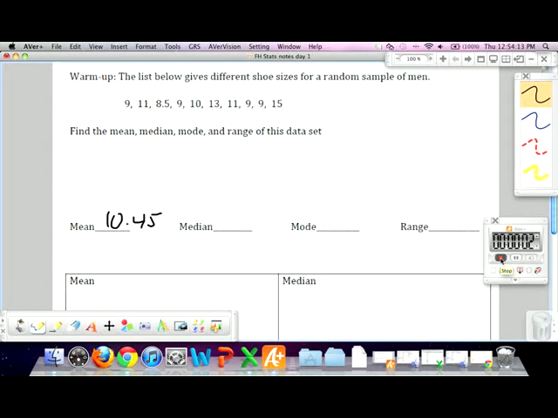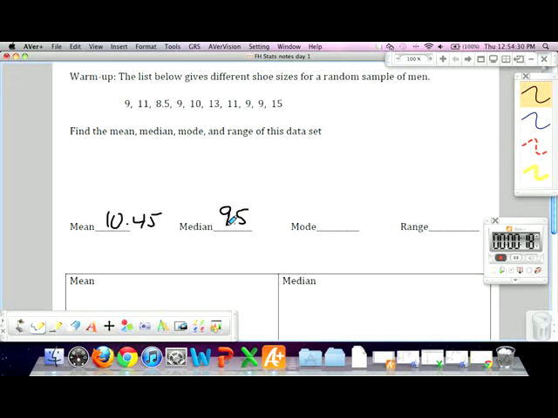10.45 is the mean, or the average, of this data. What's the median? Angela, what is a median? It's the center number, the middle number. So then, Brendan, what is the median? It is 9.5. How did you get that?